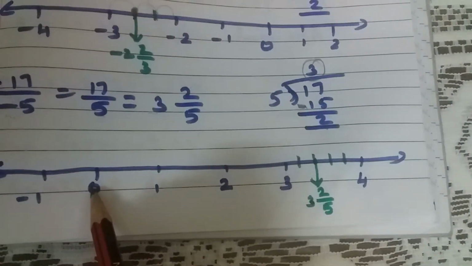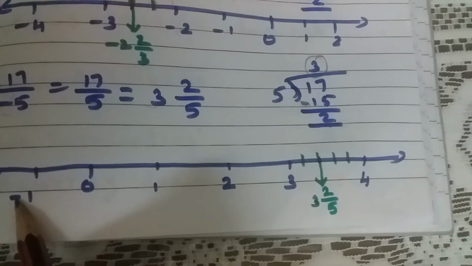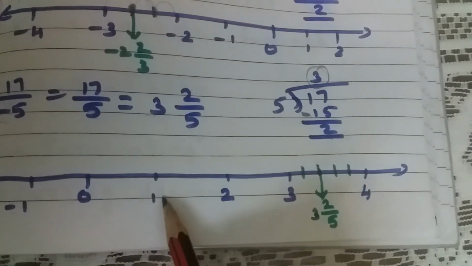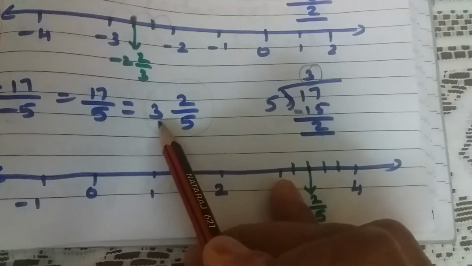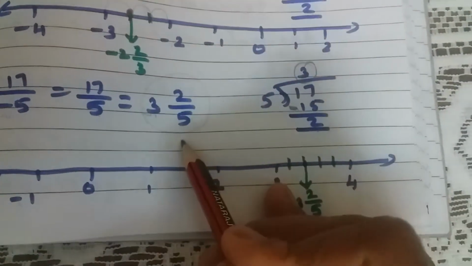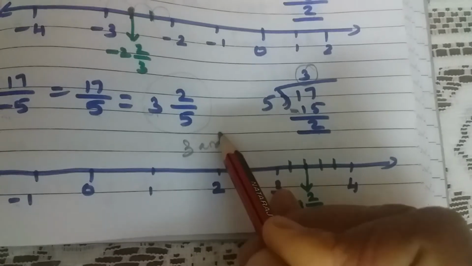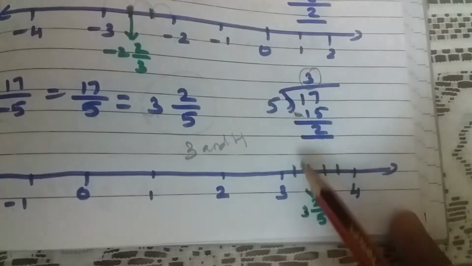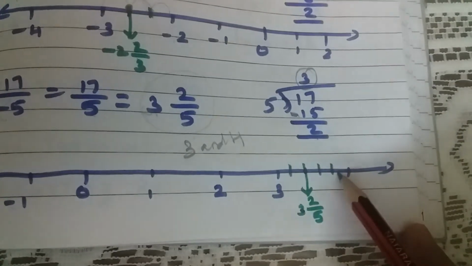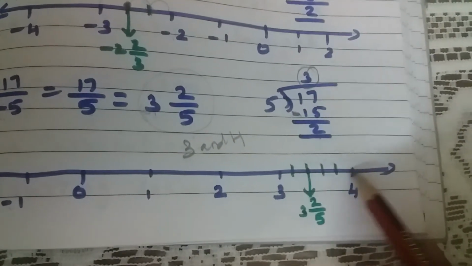So we'll mark 0, and towards the left one number is enough, minus 1. Now here 1, 2, 3, 4. This 3 2 by 5 lies between 3 and the next number, 4. So between 3 and 4, how many portions should we have? 5 portions. So 1, 2, 3, 4 lines; this is the fifth line, which is 4.